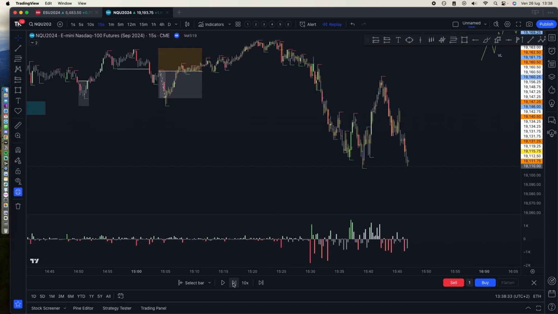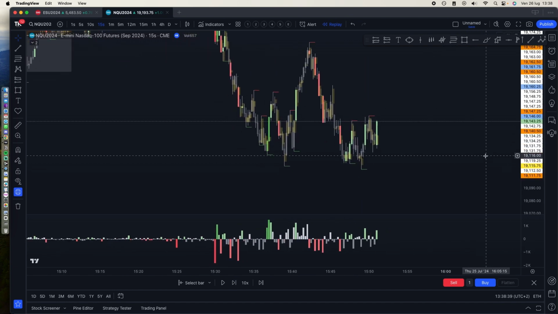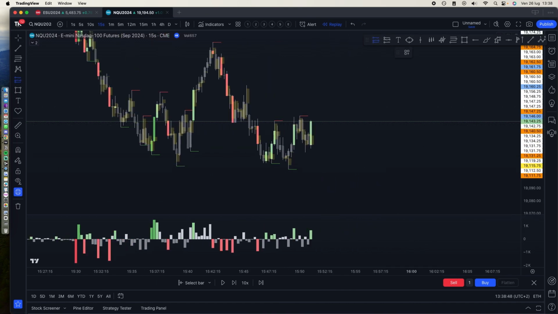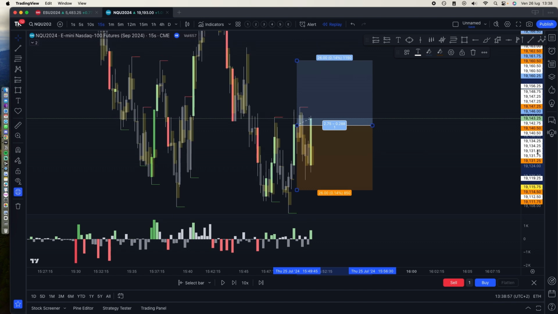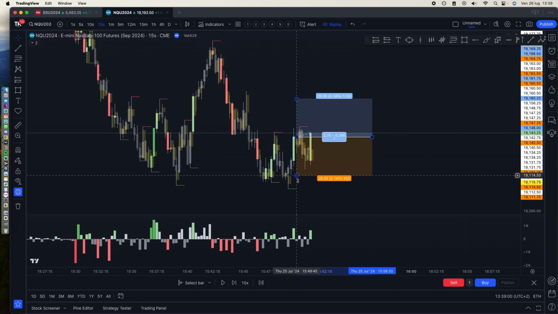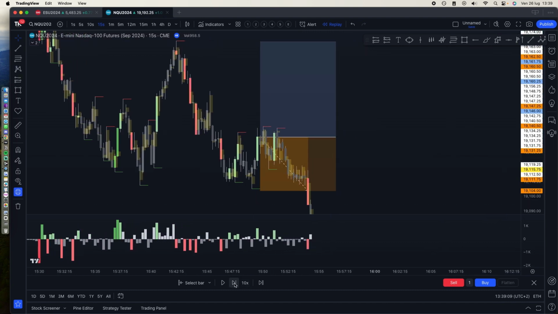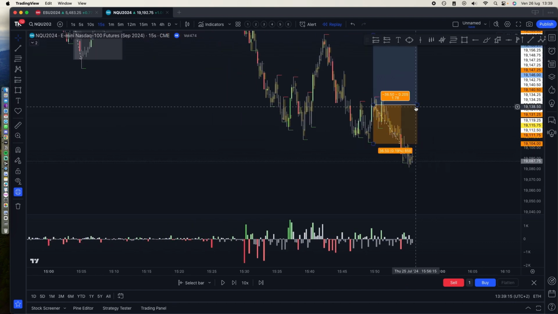Okay, now it's time to enter. So 1, 2, 3, green candle. Look at it, yeah, it's good. We can enter here. Stop loss just below, take profit here. And we finally have our second stop loss.